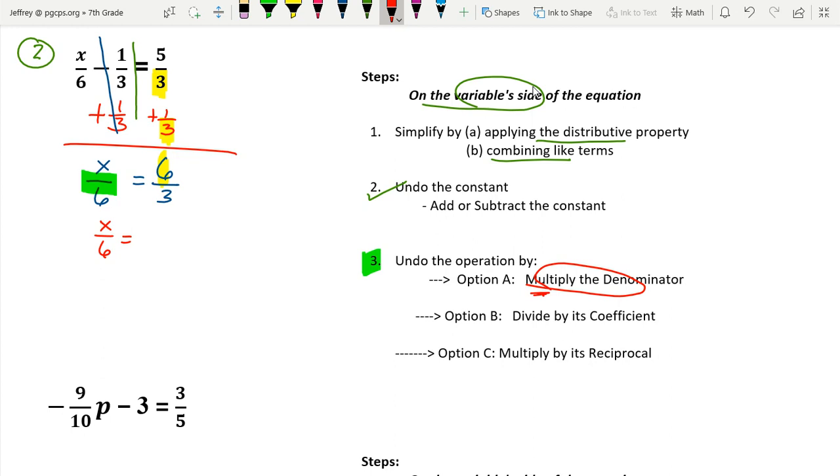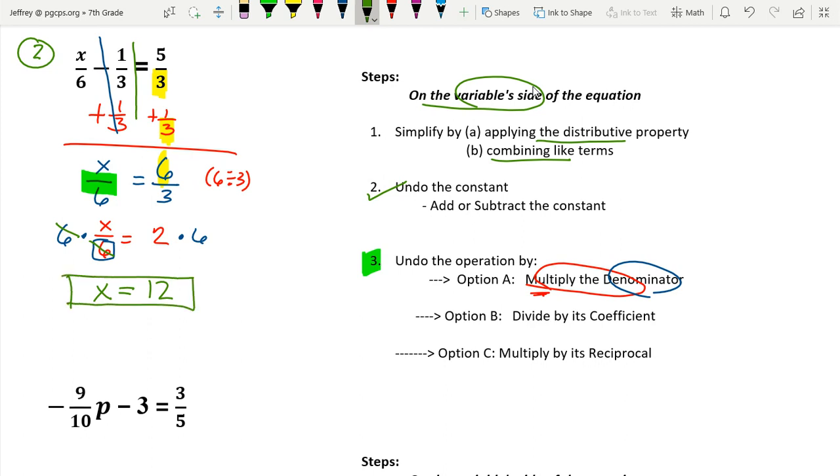What's 6 over 3 simplified to? Can you simplify that into a whole number? So 6 over 3 is the same thing as saying 6 divided by 3. So that gives us 2. So from here, we can multiply by its denominator. So we multiply by 6, because this is our denominator. Now we can simplify this 2 into 1, x or just x, which is equal to 2 times 6, which is 12. So our answer is 12.